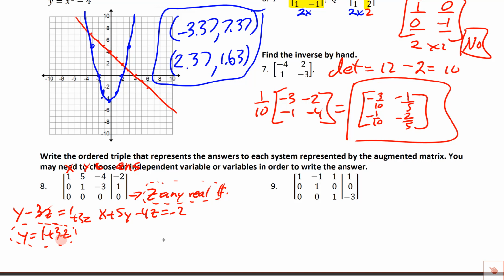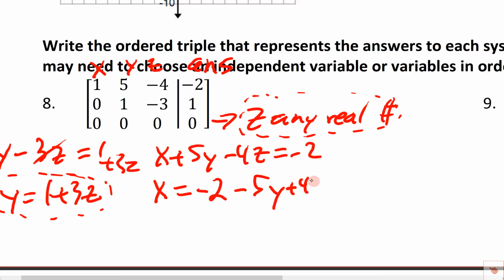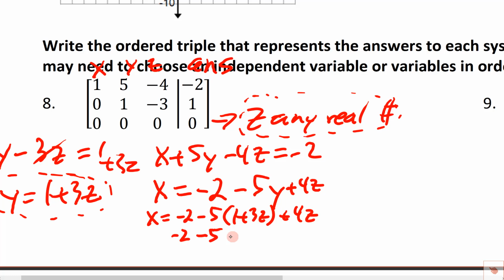And then I'll solve for x, and x in this case would be, if I move these over, negative 2 minus 5y plus 4z. In order to get this right, the only thing I need to do is replace this y with what it is in terms of z. So x equals negative 2 minus 5 times 1 plus 3z, and then plus 4z. So this will be negative 2, minus 5 minus 15z plus 4z.